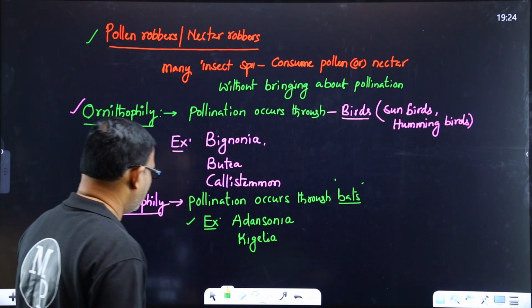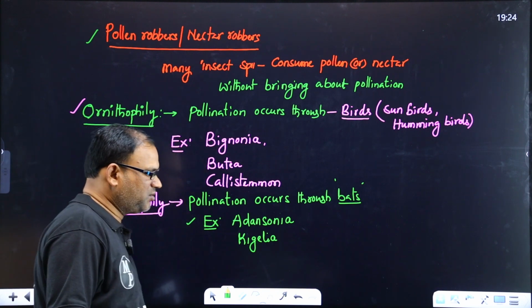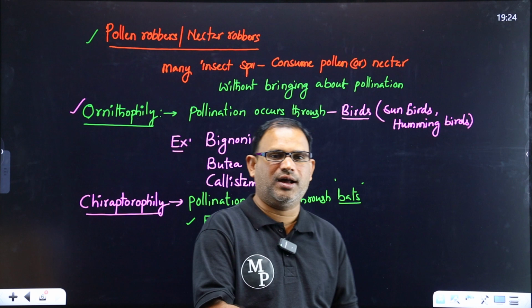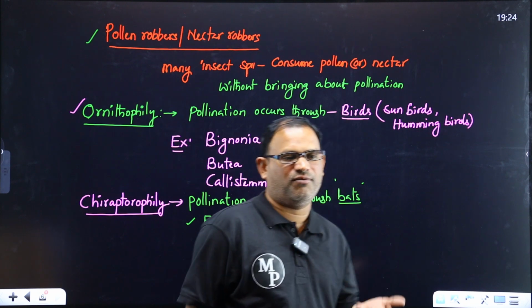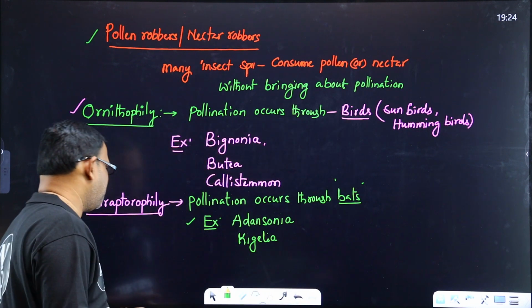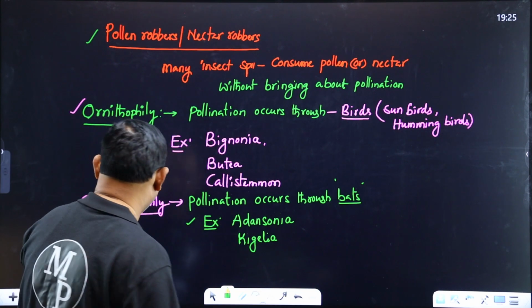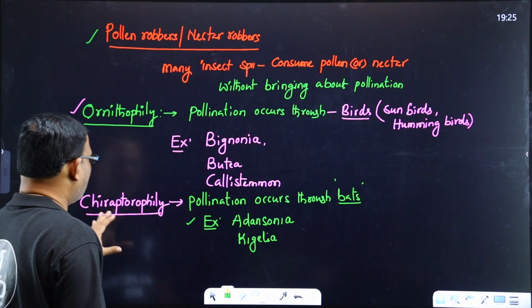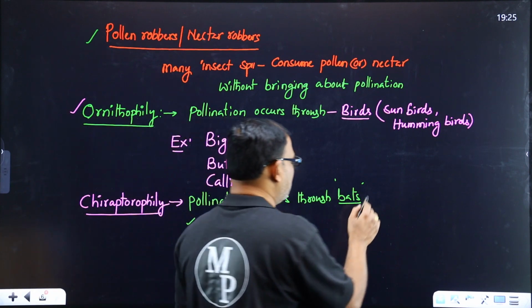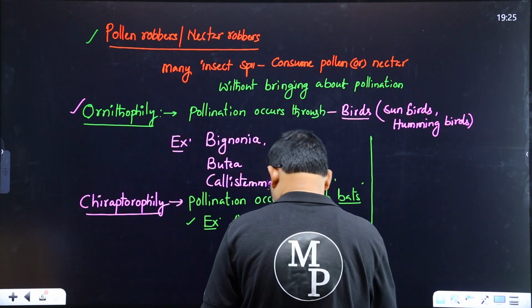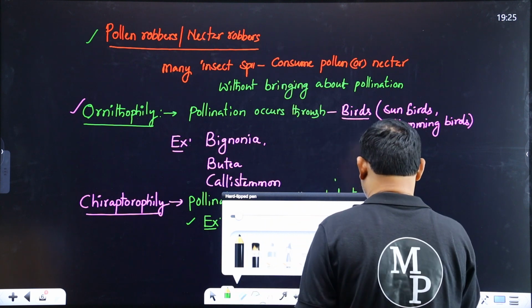Through bats. We can also say banana: banana flower pollination can take place with the help of bats. This is the information on chiropterophily. Now a little bit of information about malacophily.